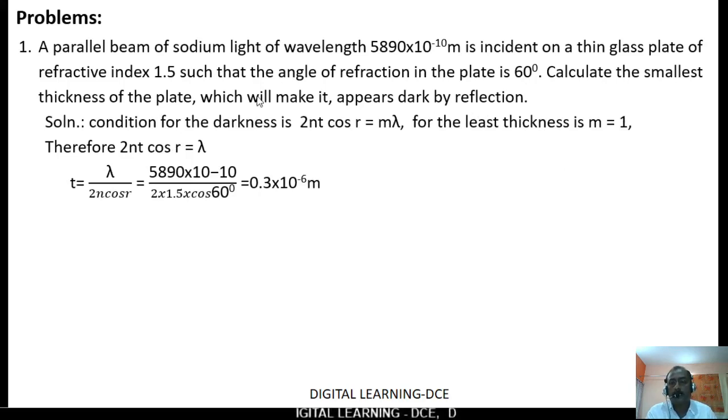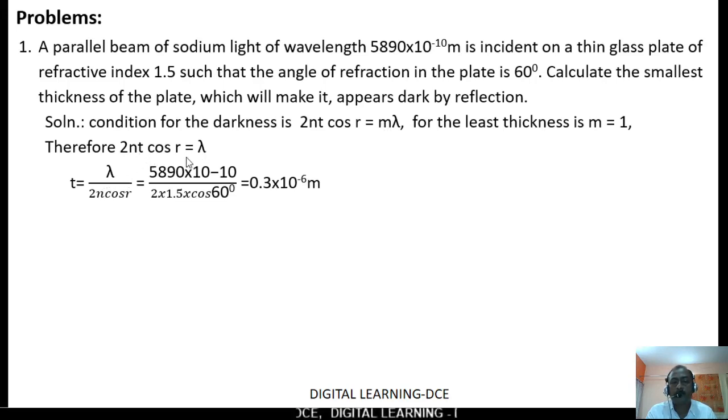Here is the data. The condition for darkness is 2nt cos r equals m lambda. This is the condition for dark fringe. For the least thickness, m equals 1, 2, 3, 4 and so on. For least thickness m should be 1. Therefore, the formula is 2nt cos r equals lambda. Here for m we substitute 1.